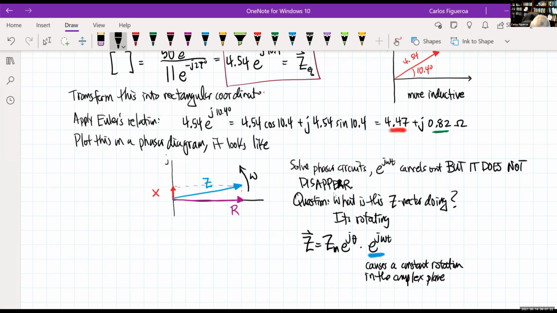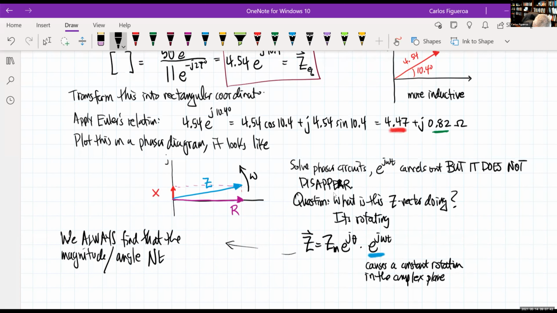And what you find when you look at this thing here is that we always find that the magnitude and the angle never change. Those angles are always the same. So when I look at this angle here and I look at that z, that's what it looks like. So let me go show you what I mean by this.